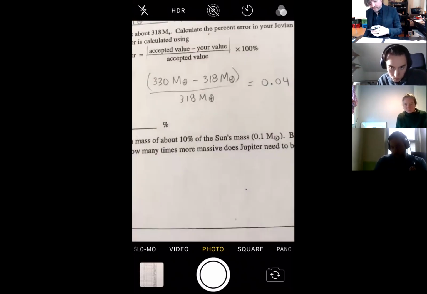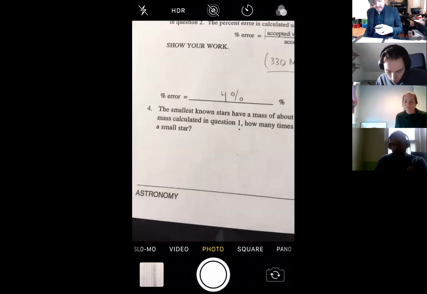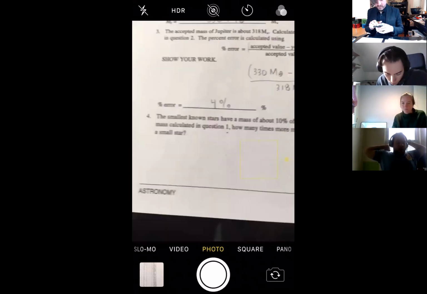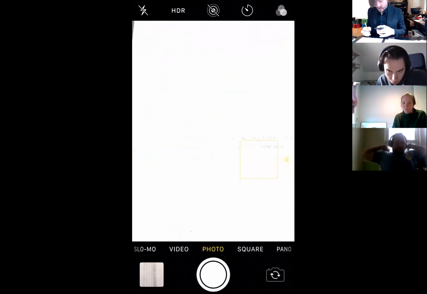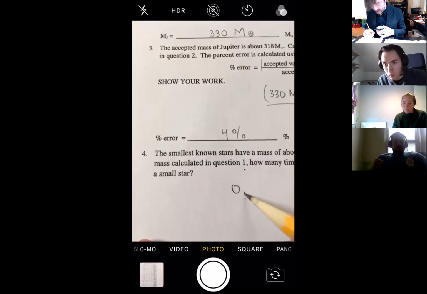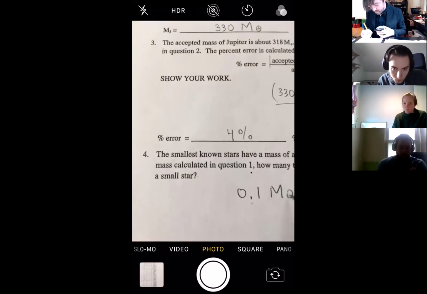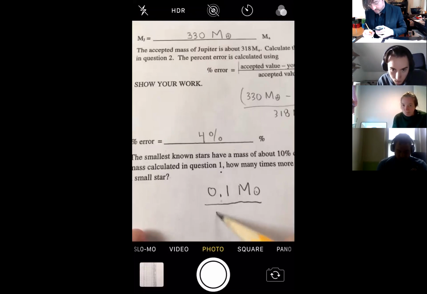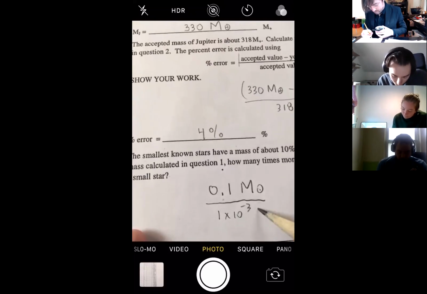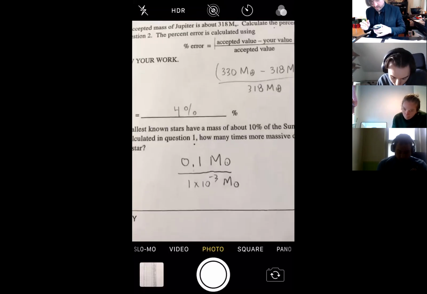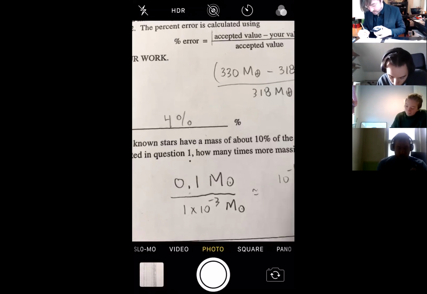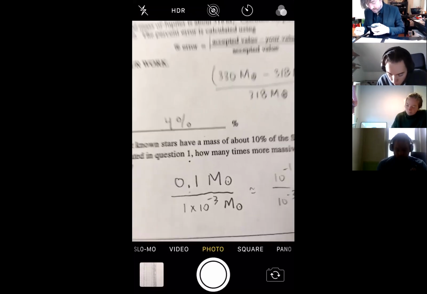We want to do question 4. The smallest known stars have a mass of 10% the sun's mass. Based on your mass calculation, how many times more massive does Jupiter need to be in order to become a small star? Well, 10% of the sun's mass is greater than our mass by 0.1 divided by 1 times 10 to the minus 3 solar masses. Let's see, that's approximately 10 to the minus 1 over 10 to the minus 3. What does that give you?